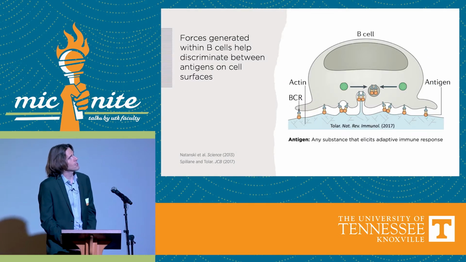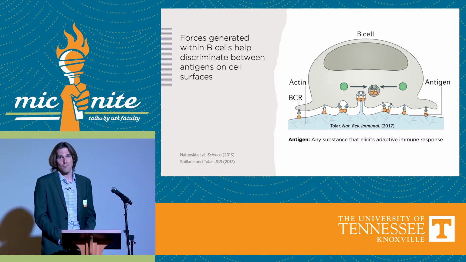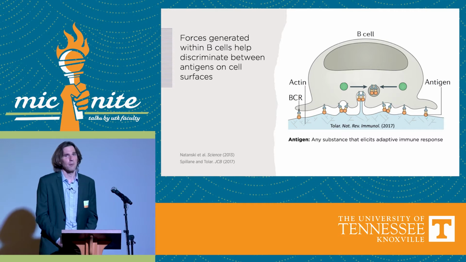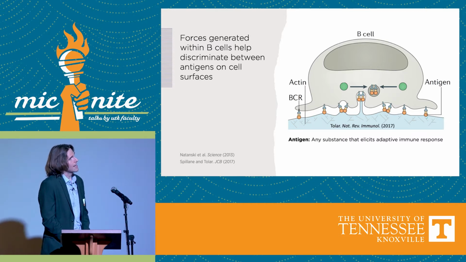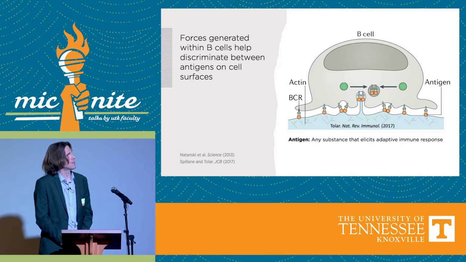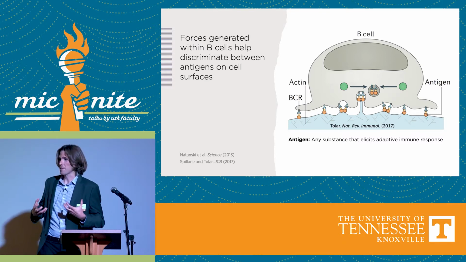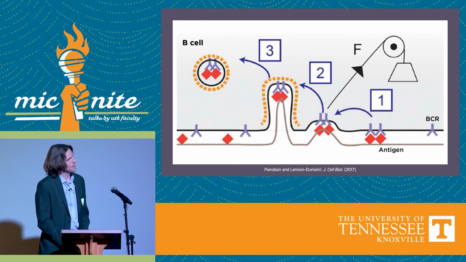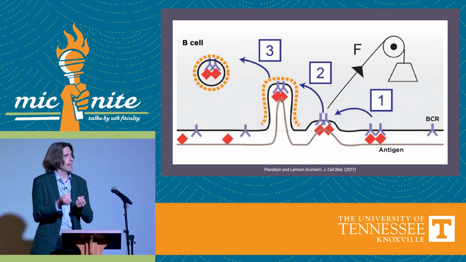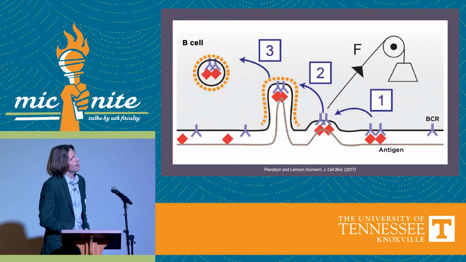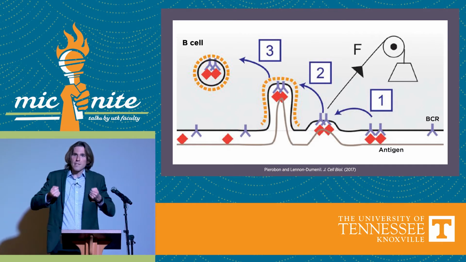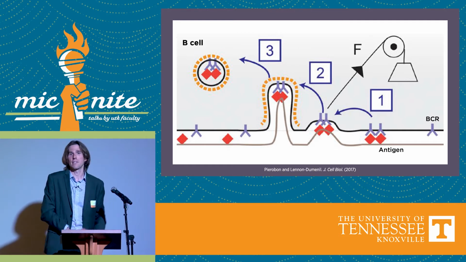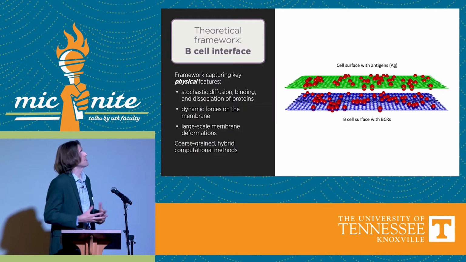So the image on the right shows a B cell on top interacting with what's known as an antigen-presenting surface or antigen-presenting cell. An antigen is any substance that will elicit an immune response. So you see it has B cell receptors, or BCRs, that interact with the antigens, and the B cell generates forces within the cell to help distinguish foreign from self. In a cartoon picture, the B cell receptor, or BCR, interacts with these red antigens. There's a force depicted by this arrow on the right that pulls the membrane inward, eventually leading to a large invagination and eventually a complete internalization of the antigens, which is part of the immune presentation process.